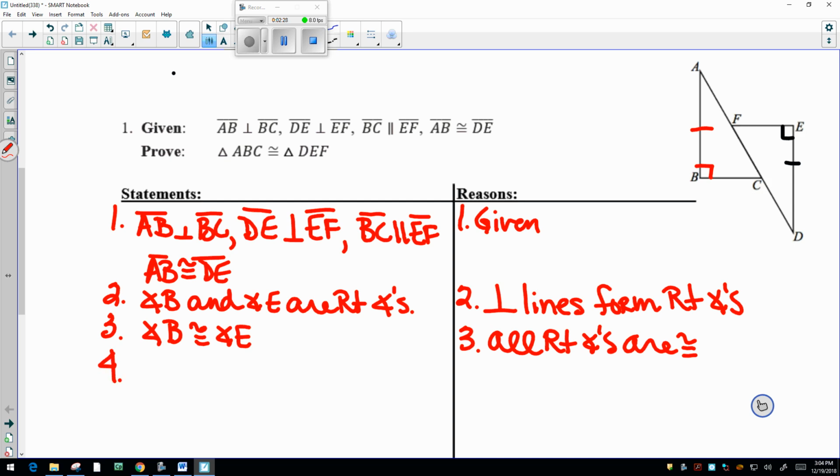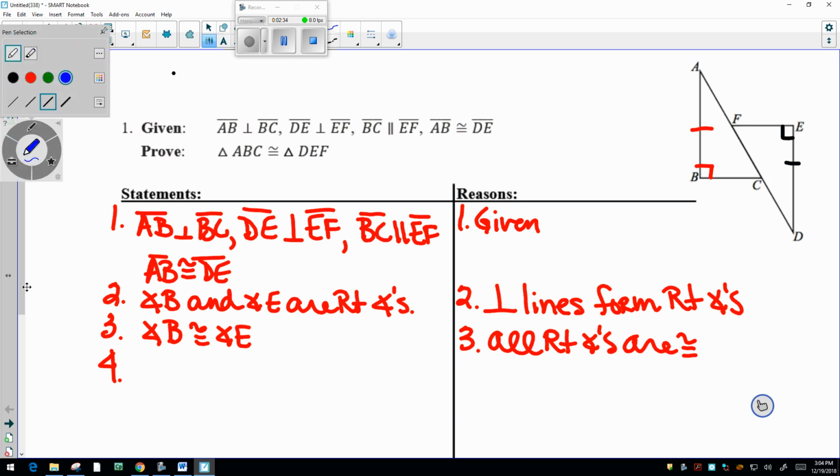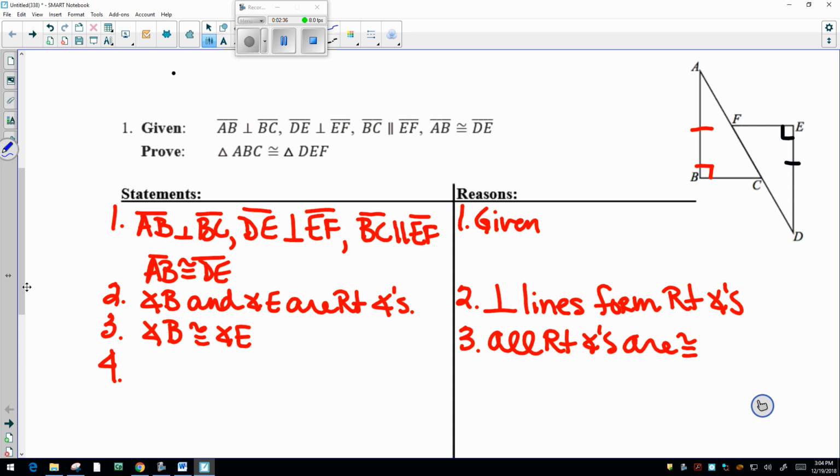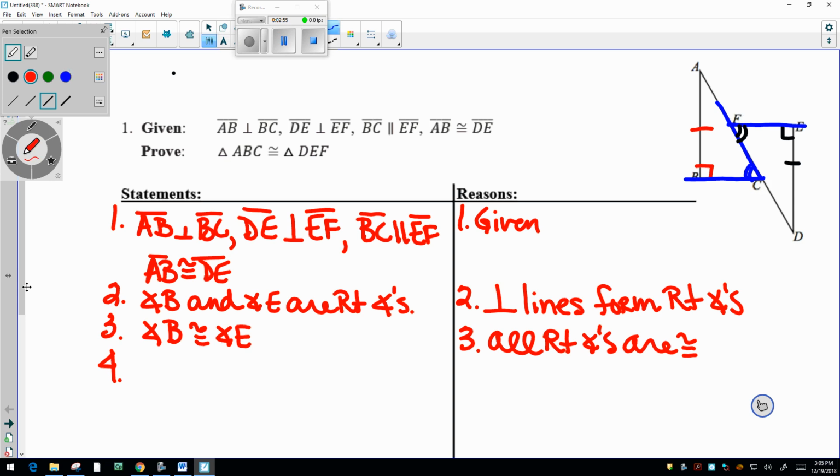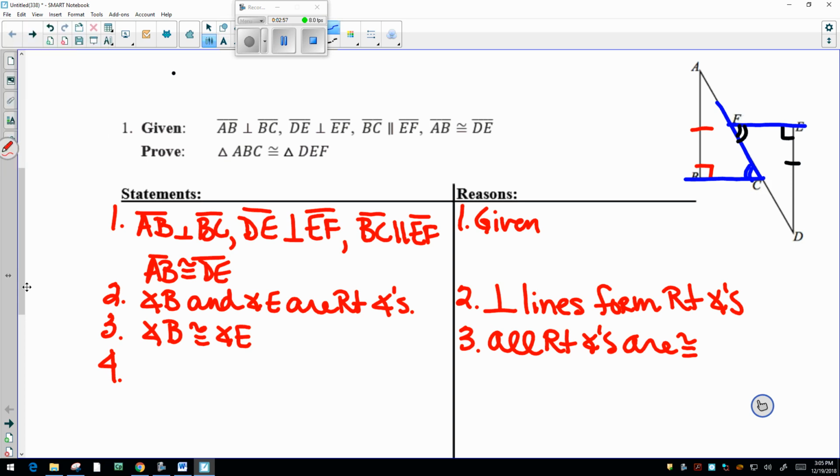So now we have to go back and think when we had our parallel lines. We looked at statements with alternate interior, alternate exterior angles. So if I'm looking at these lines here that are parallel, BC and EF are parallel, and take a look at this transversal, that should show me these two angles. Those two angles are alternate interior angles. So we are going to label those with three letters.